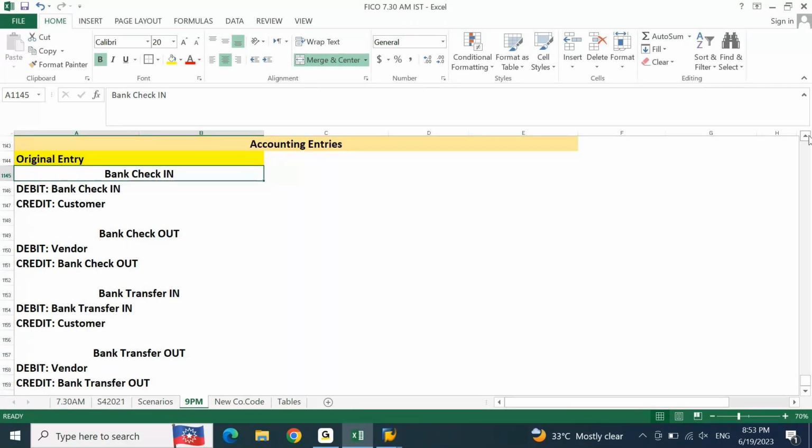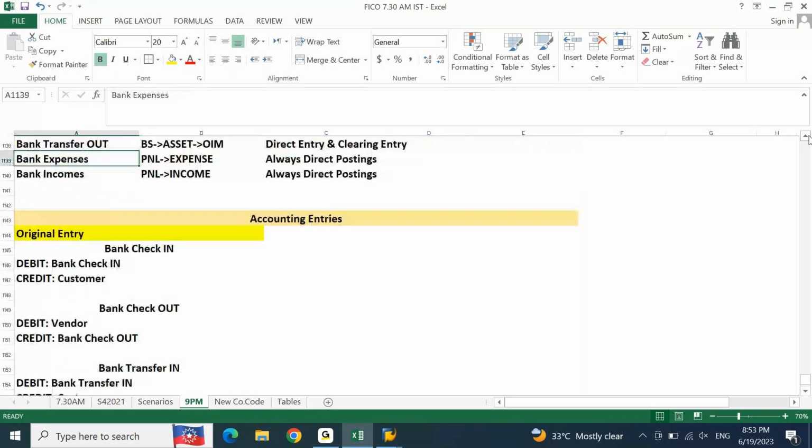Any doubt in these four accounting entries? No, sir. Clear, right? Okay. After this, you have the bank accounts. So this bank check in all sub accounts, right? What you are under these accounts? Correct. Sub accounts. Okay.